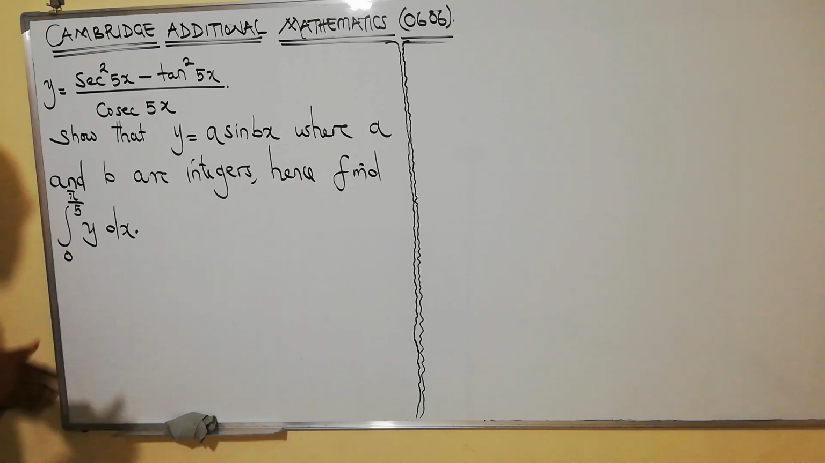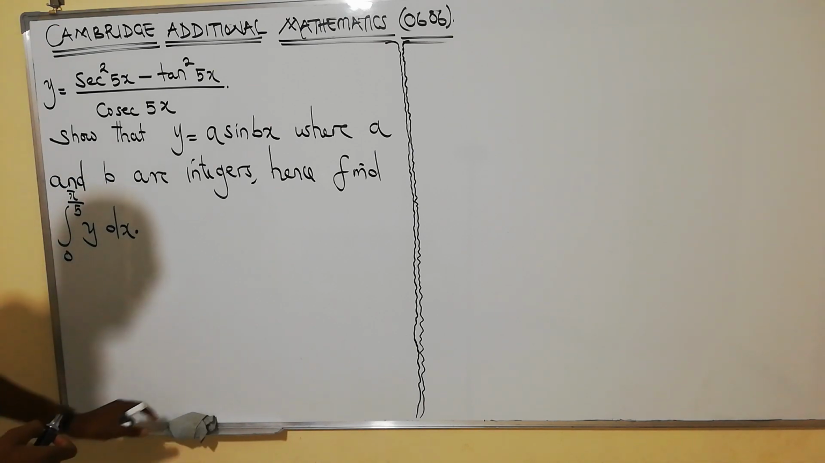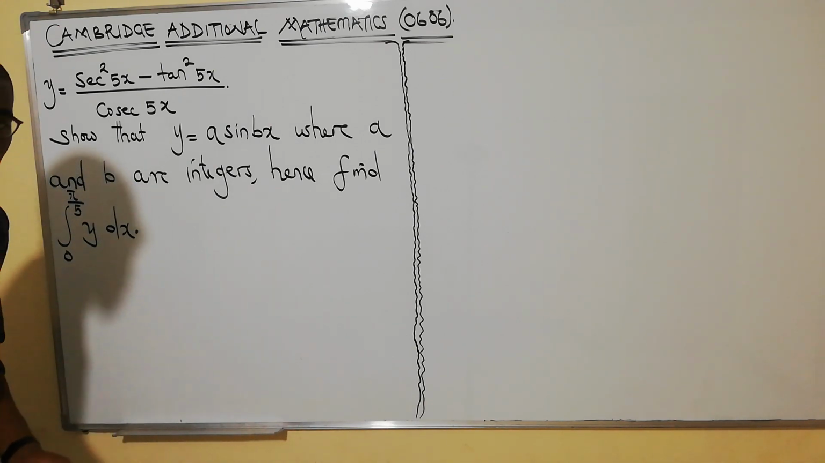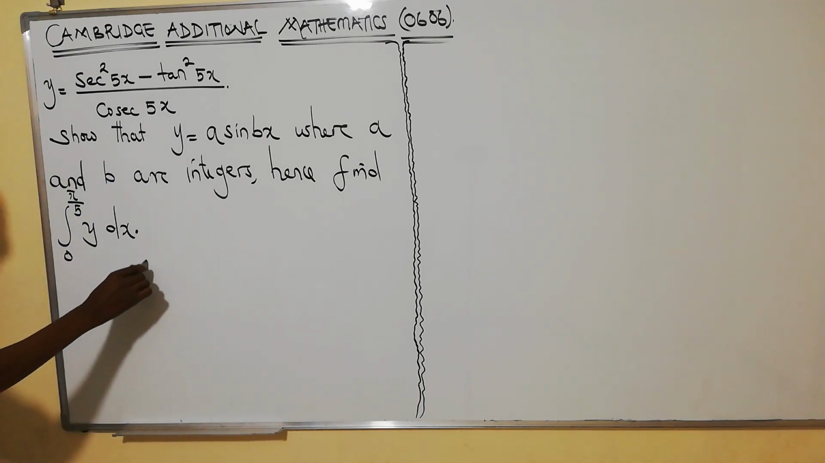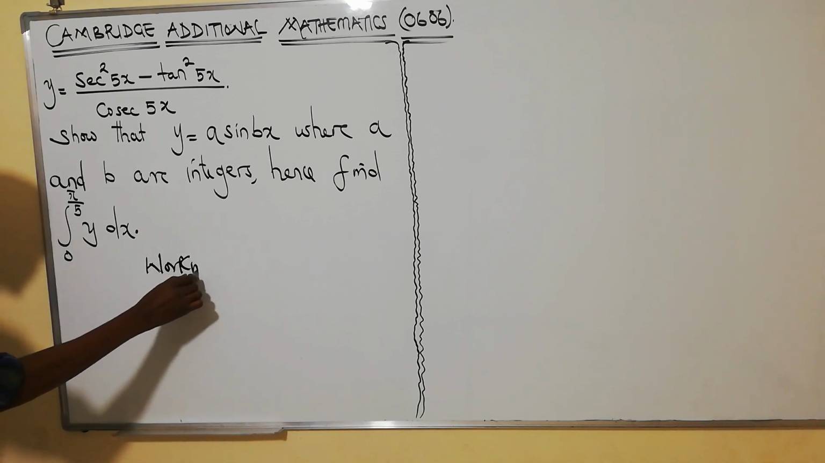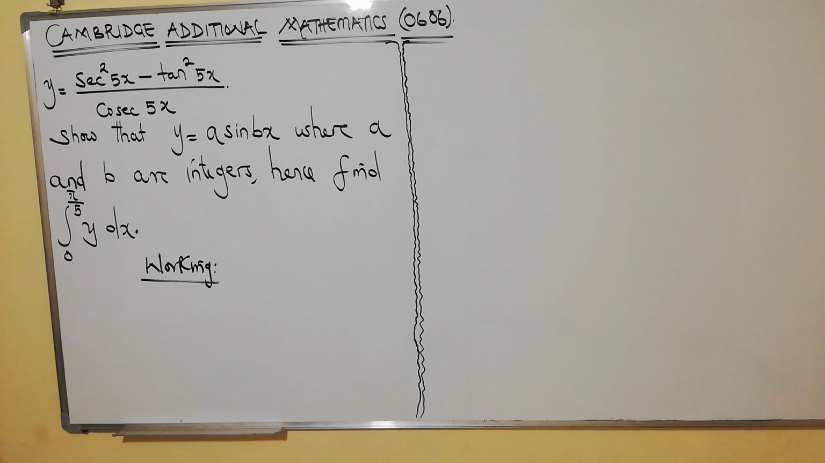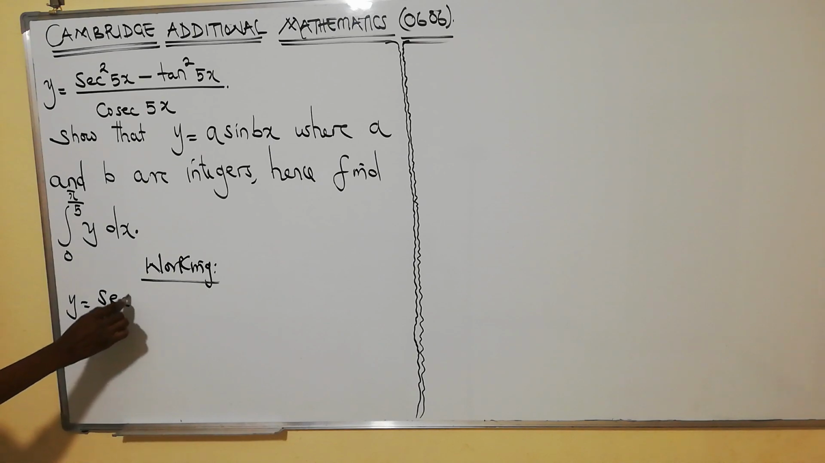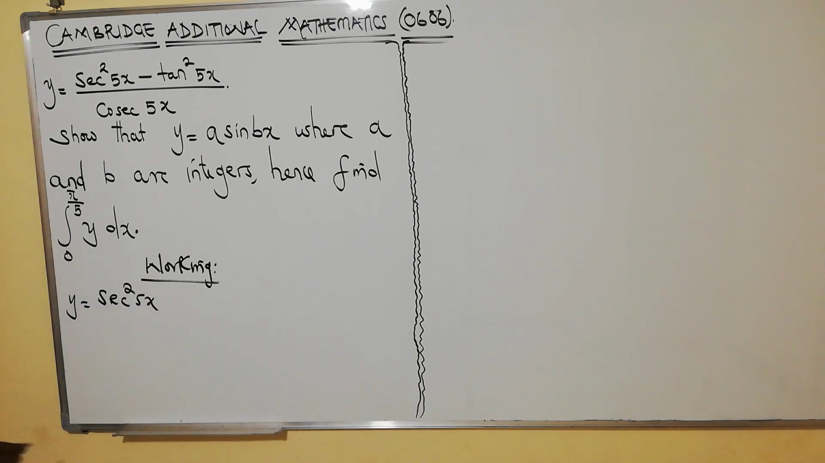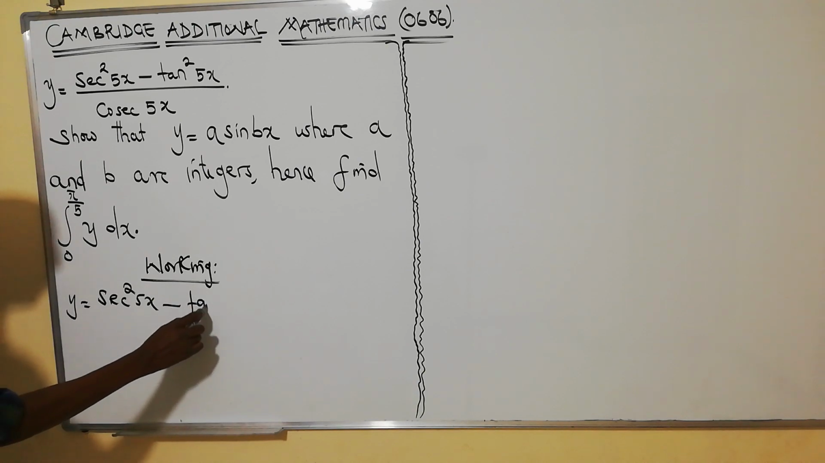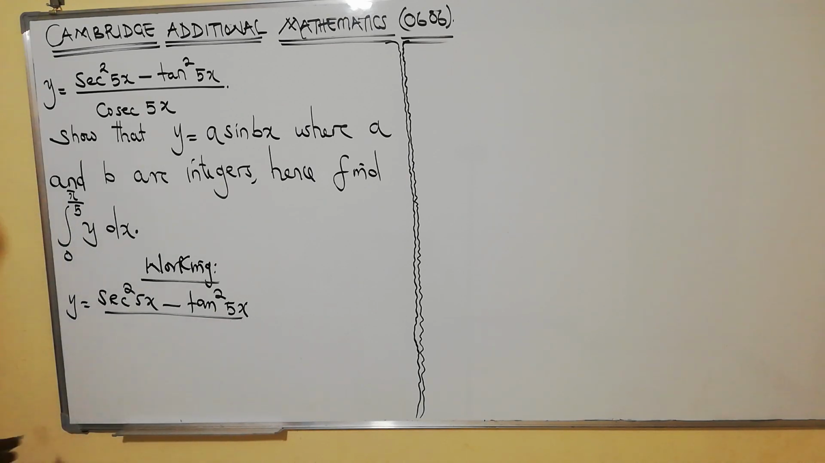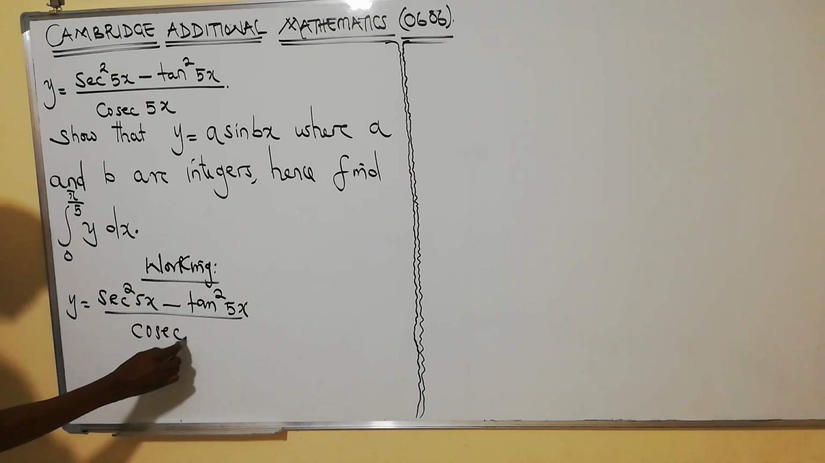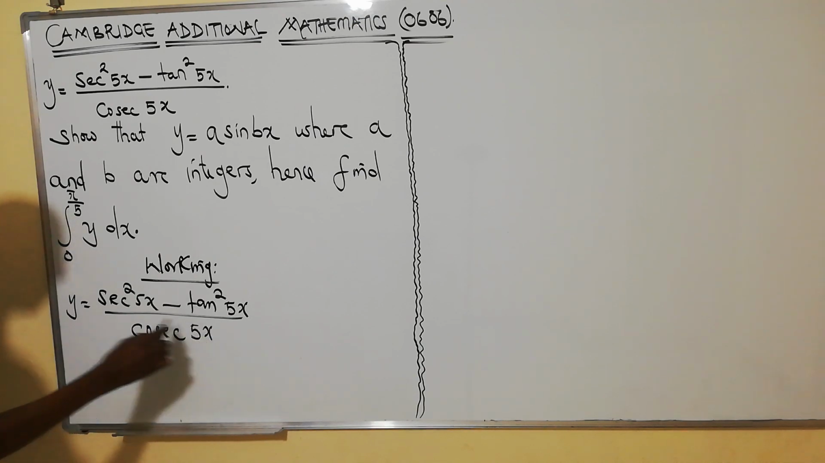Having shown that, we should find the integral of y from 0 to pi over 2 with respect to x. To solve this question, we have to make use of the Pythagorean identities. So let us look at how this must be done. For the working, we have y is equal to sec squared of 5x minus tan squared of 5x over cosec of 5x.